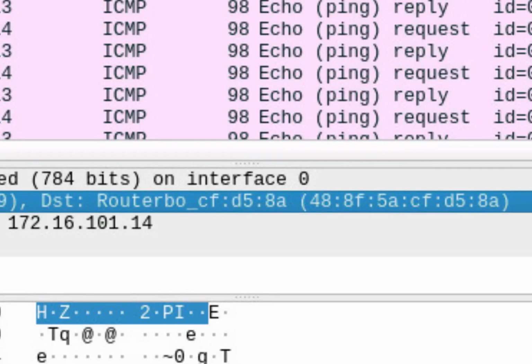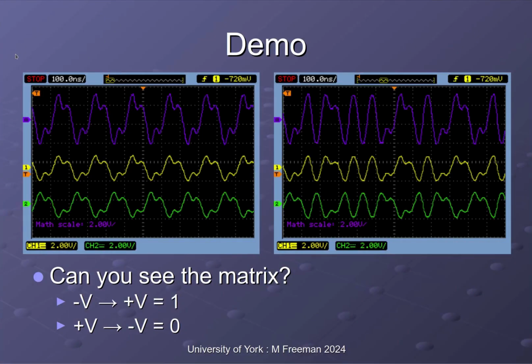So the first element of our Ethernet header is going to be our destination MAC address. So if you look at that one, we'll see the values 48, 8F, 5A, CF, D5, 8A. And if you look back at our 3 bytes that we analysed, you'll see that those first 3 do match. So 48, 8F, 5A are the first 3 two-digit hexadecimal values in our 48-bit destination MAC address. So fingers crossed, touch wood, after that ordeal, you can now see the matrix. You'll look at those squiggles on the screen and you will see ones and zeros.